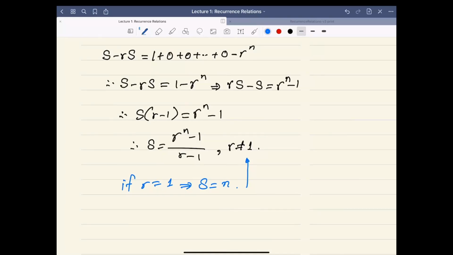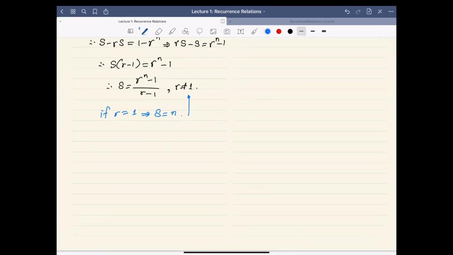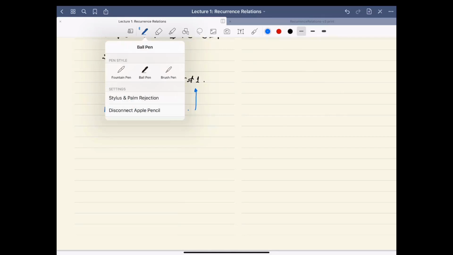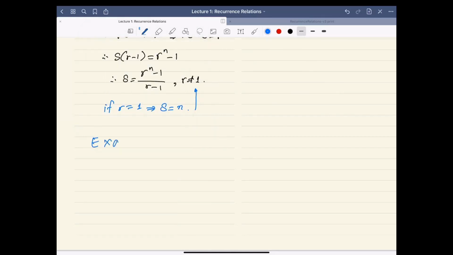Now, what if the indices of these summations are not the same? Okay, for example, suppose we ask the following question. So here is an example. Find the summation for i equal 1 up to n minus 1 of i, and the summation where i starts from 3 and goes up to n, let's say, also of i.